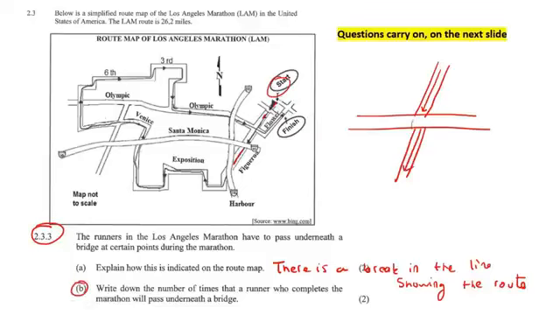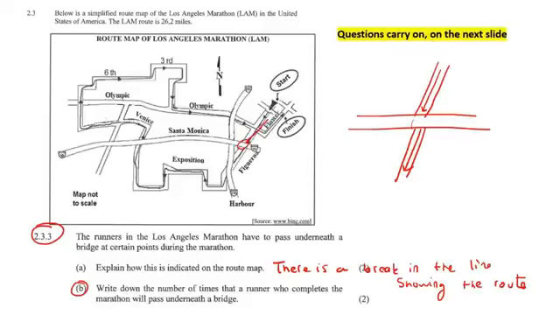This question says, write down the number of times that a runner who completes the marathon will pass underneath a bridge. So this part in the beginning here is quite confusing. It looks like there's a bridge there, but then they've got this big black arrow, and I think what they're trying to show us there is that they're going over that part. Okay, so that's not going to be a bridge. Then what happens is the people go this way, this way, this way.